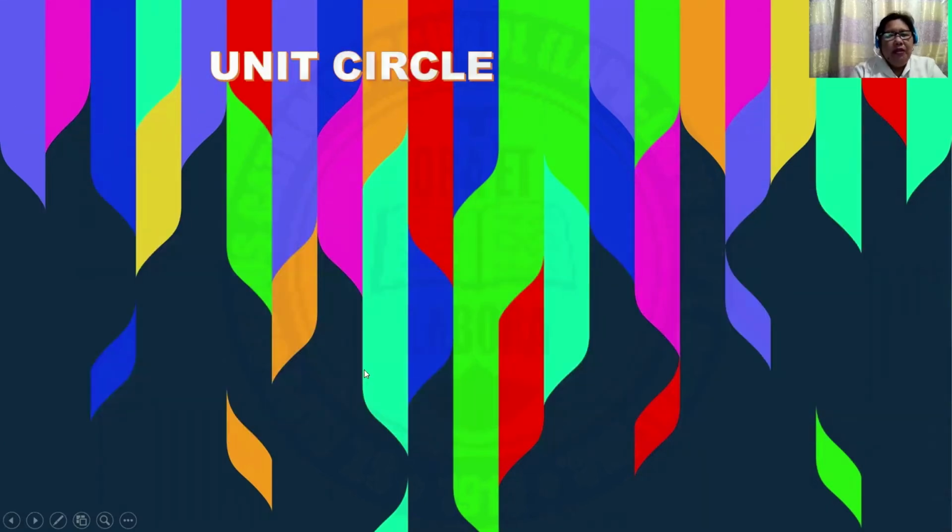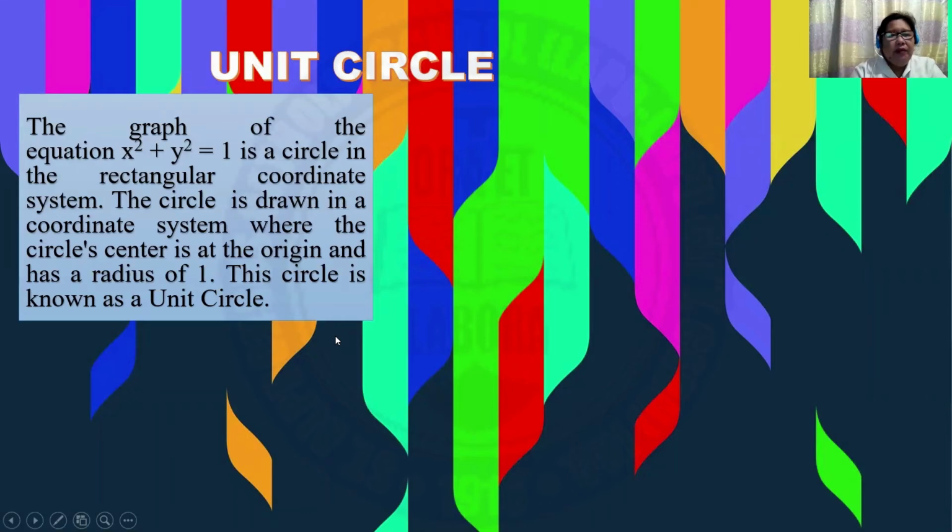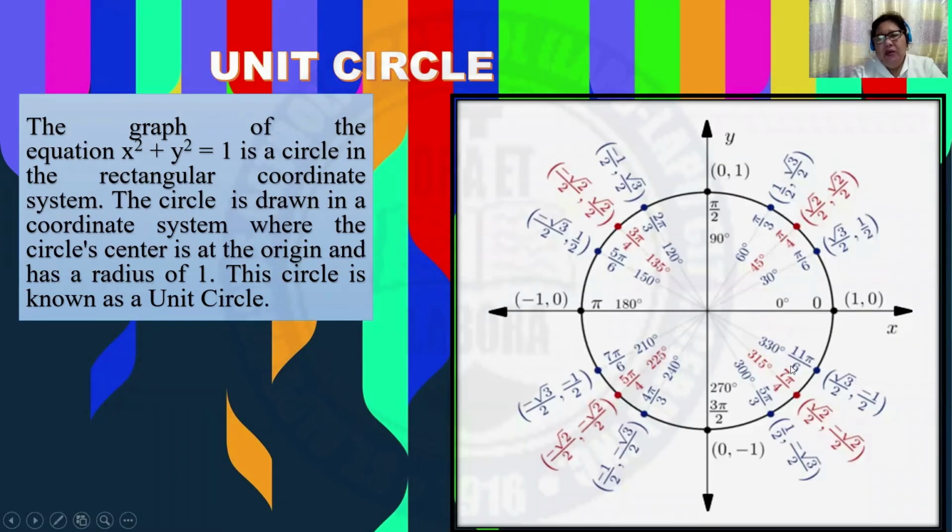Let us have now the unit circle. The graph of the equation x squared plus y squared equals 1 is a circle in the rectangular coordinate system. The circle is drawn in a coordinate system where the circle's center is at the origin and has a radius of 1. This circle is known as a unit circle. So this is how a unit circle looks like.